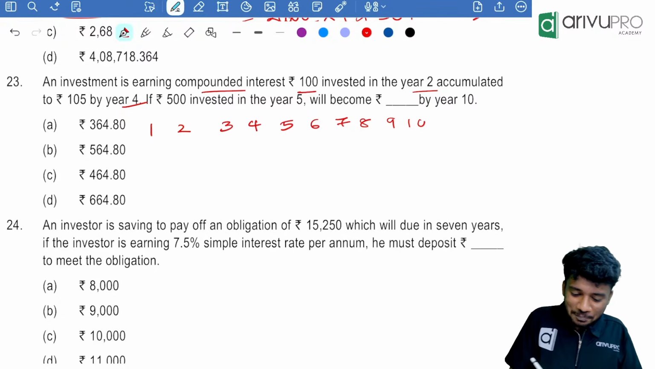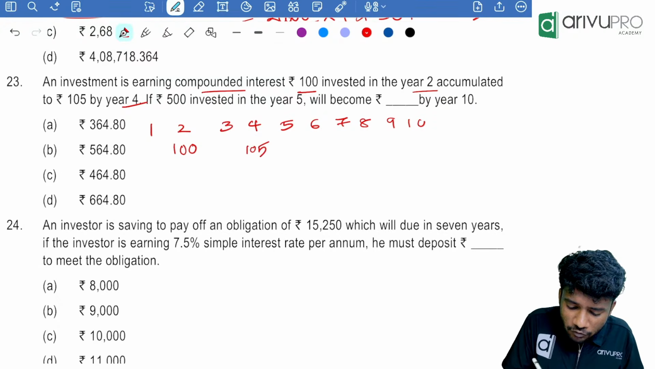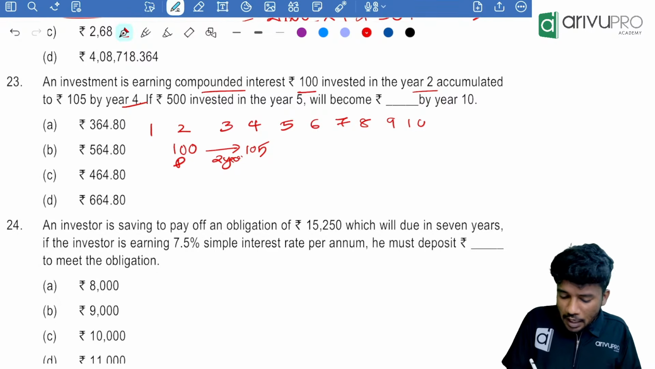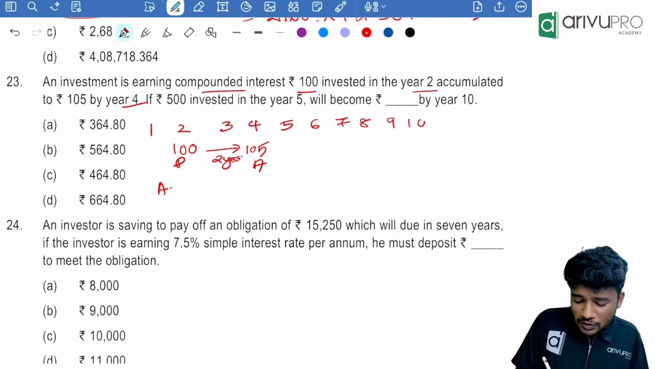Please comment that also. Now, second year, you are investing 100 rupees. It became 105 by the fourth year. That means how many years are involved? 2 years are involved. Principal is 100. Then our amount is how much? 105. Using that, amount is equal to P into 1 plus I, the whole power n.